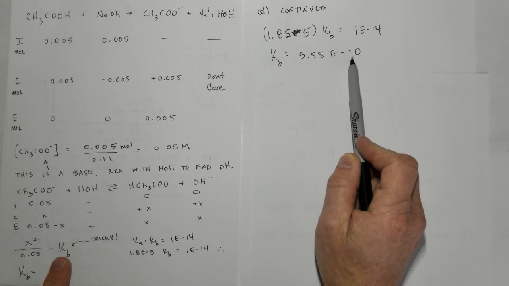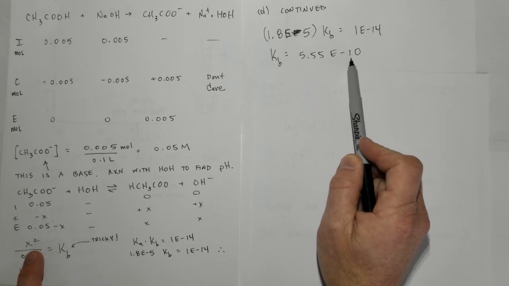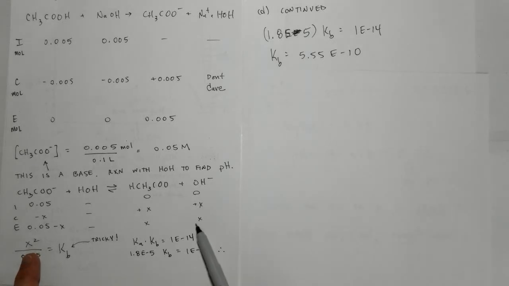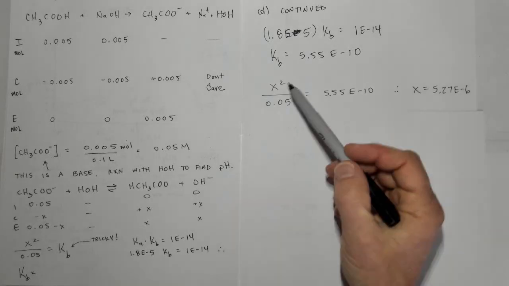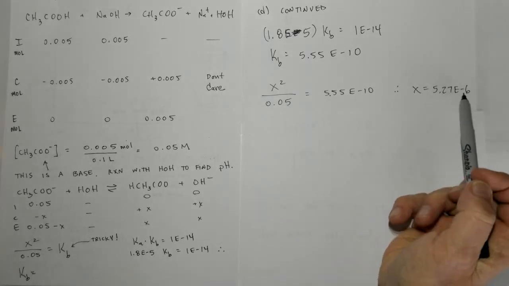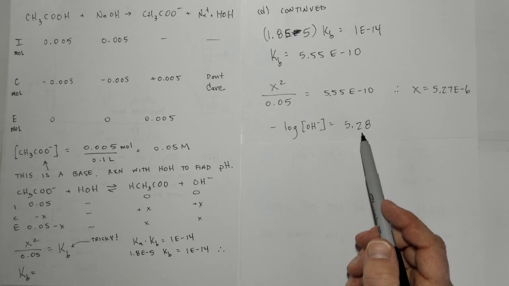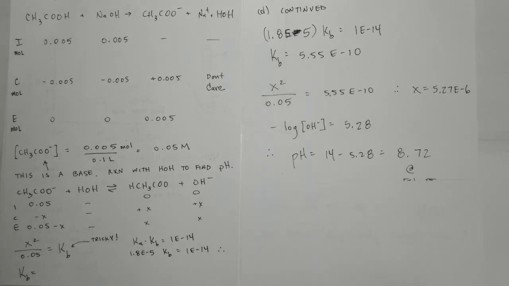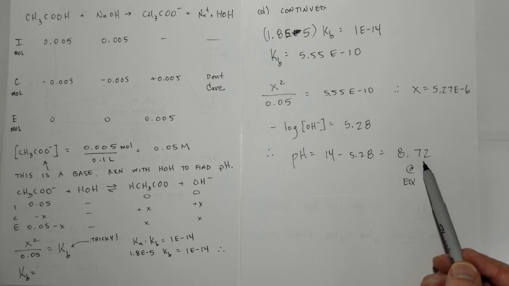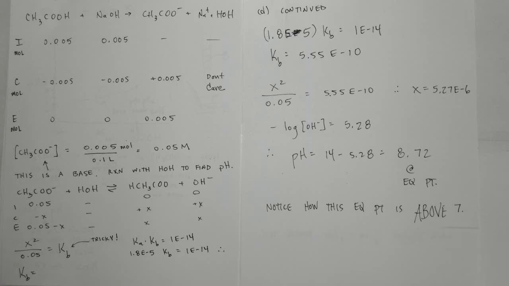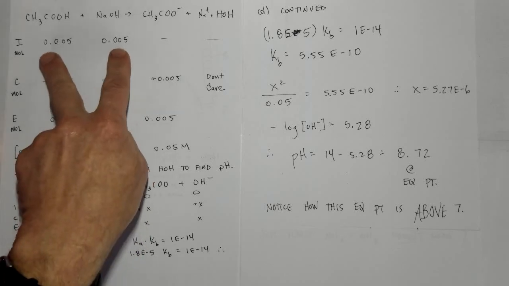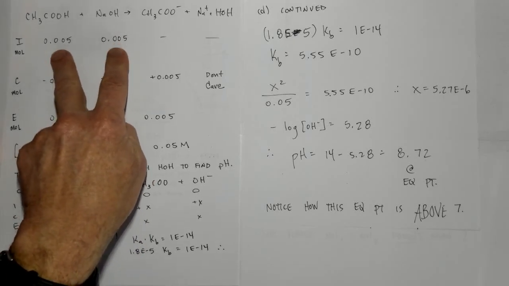This has to go in here for this equation to solve for x. Totally losing sight of what I'm really looking for, but eventually I'll find this and I'll know my OH, and I could get into the pH square. So x squared divided by 0.05, solving for x, 5.27 times 10 to the negative 6th. Negative log that. Now I have the pOH, so subtract that from 14, and at the equivalence point, my pH is 8.72. Notice this is the equivalence point, and it is above 7. Even though I have equal moles of acid and base, that doesn't mean that the pH is 7.